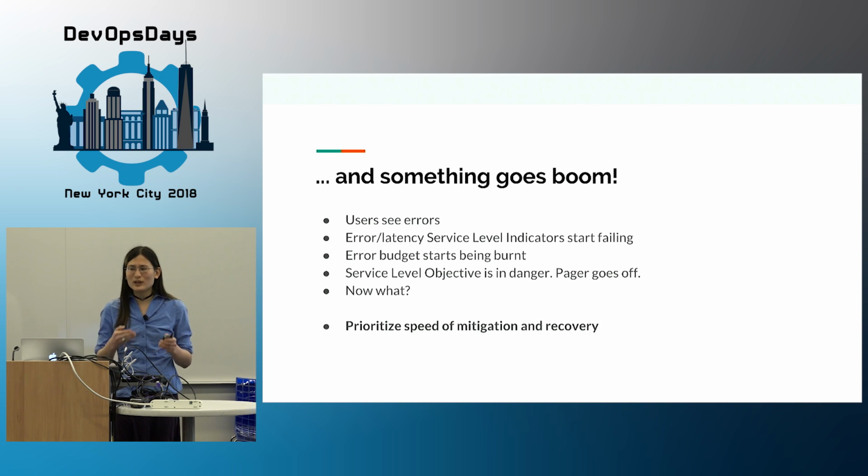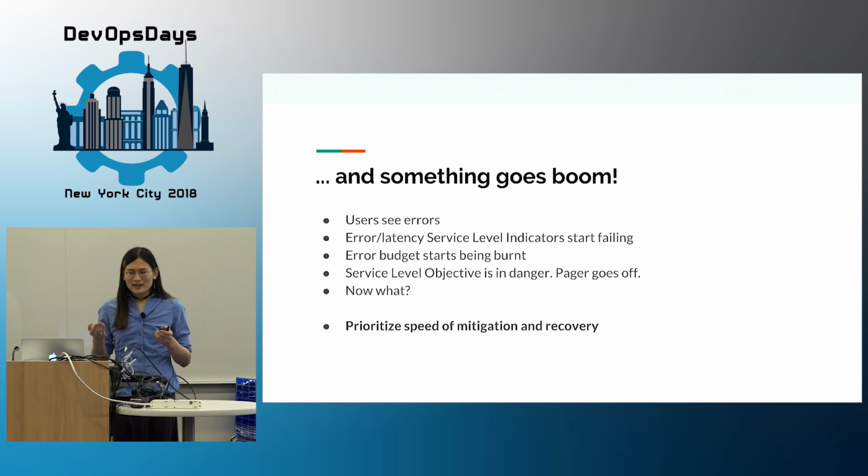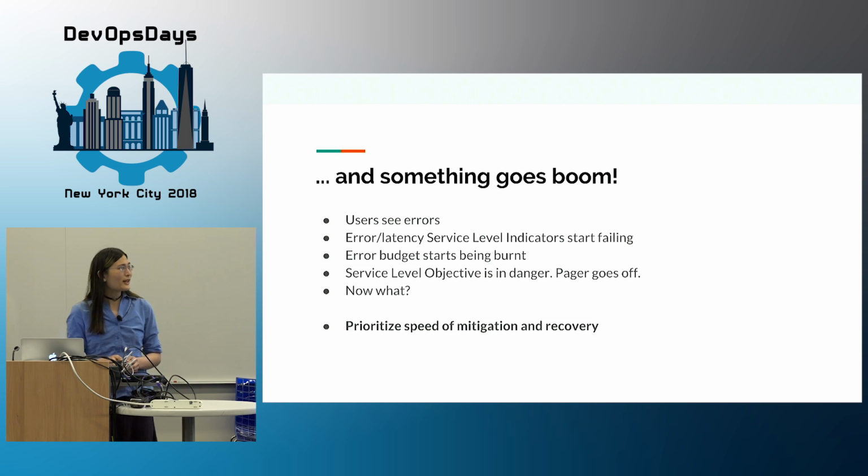That you have a service level indicator that says users are seeing errors at too high of a rate, and that you have some kind of service level objective or error budget that says, here's how long we're allowed to be down, and if we start looking like we're going to be down or browning out too much, then we need to go and page someone. So we get paged, now what? We need to prioritize mitigating and root causing as quickly as we can, in that order.